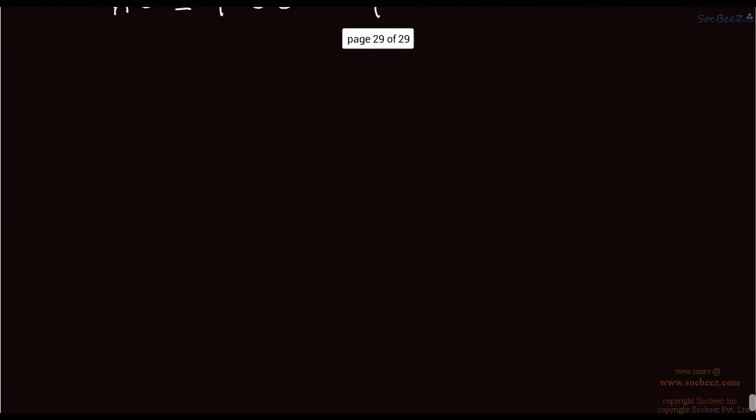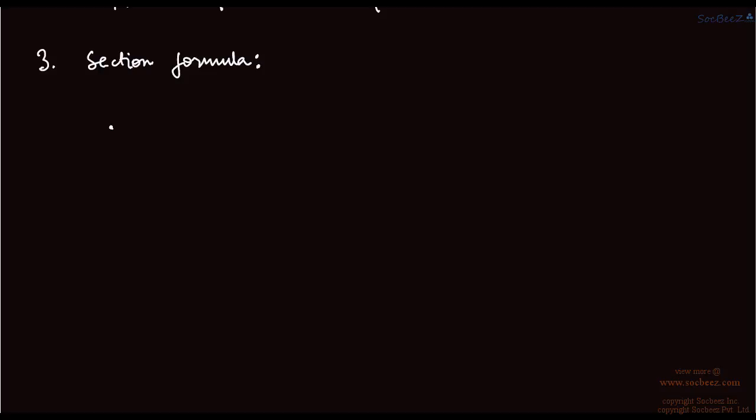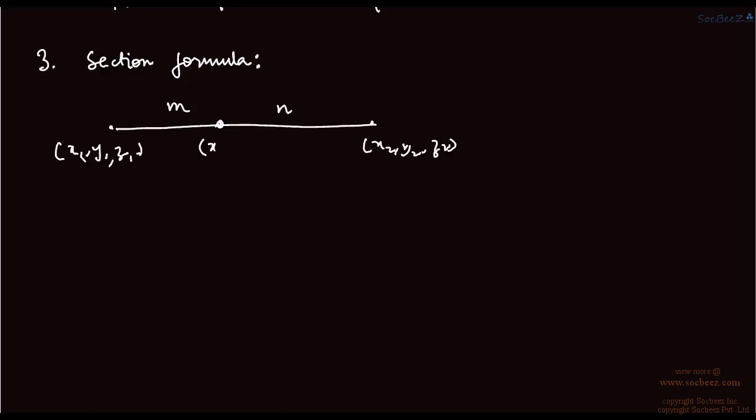The third formula is the section formula. Section formula says that if you have 2 points, then you can find a point here which will divide it in m:n ratio. The 2 points I will always consider x1, y1, z1 and x2, y2, z2. So let's say this point has the coordinates x, y, and z.